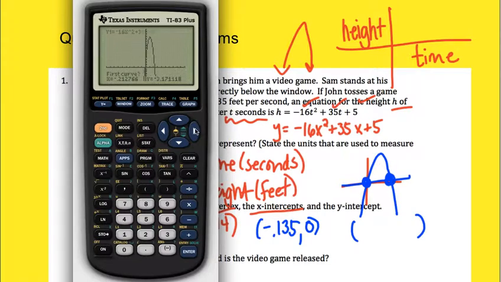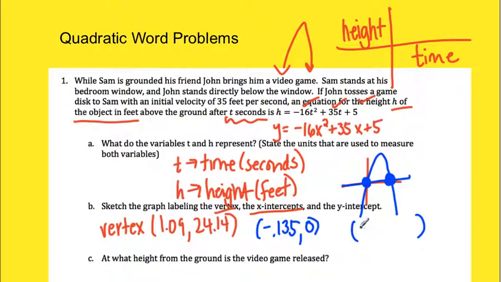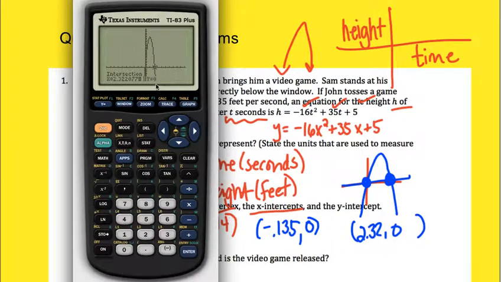Go down to intersect. But now we're going to go over to the other one. See where my tracer's going. I'm hitting the right arrow. I'm just going to get close to it and hit enter 3 times. And I get 2.32, comma 0. And those are your x-intercepts.